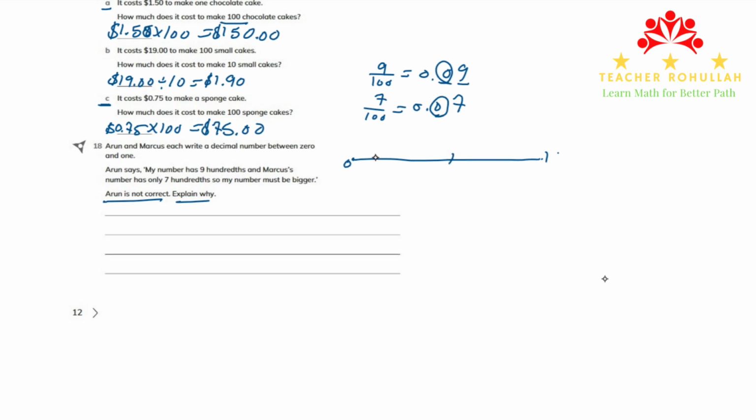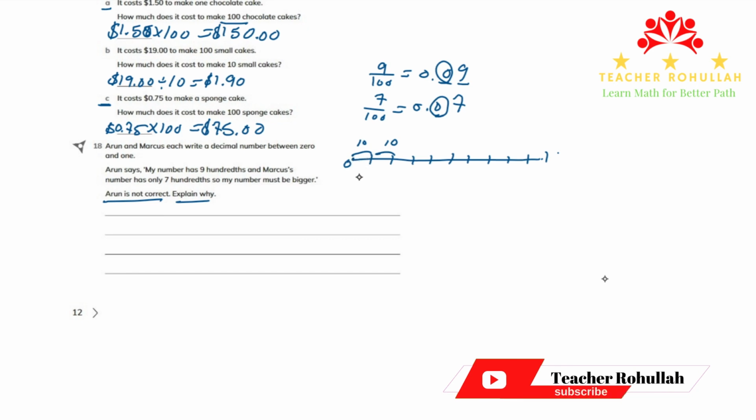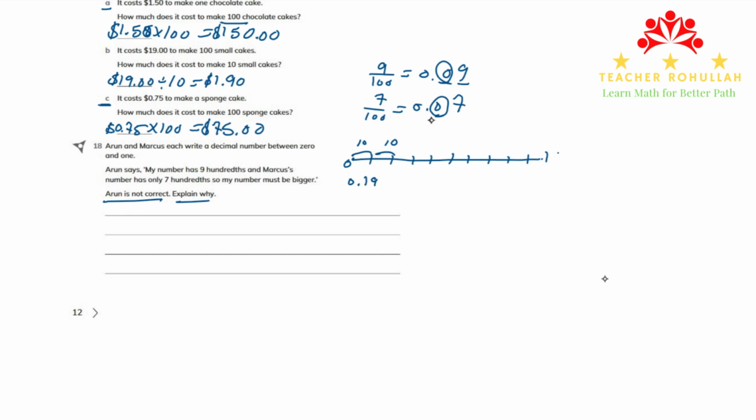Let's divide into tens. 1, 2, 3, 4, and 5. Each one is having 10 points. So maybe Arun's number is 0.19, but Marcus' number is 0.77. In this case, Marcus' number is bigger than Arun's number. Or maybe Arun's number is also bigger. Maybe Arun's number is 0.59, but Marcus' number is 0.27. In this case, Arun's number is bigger.